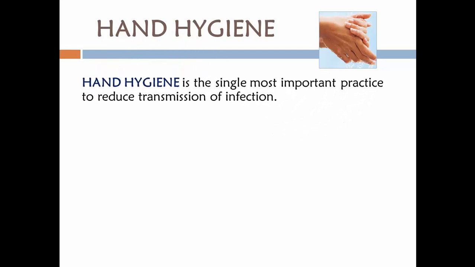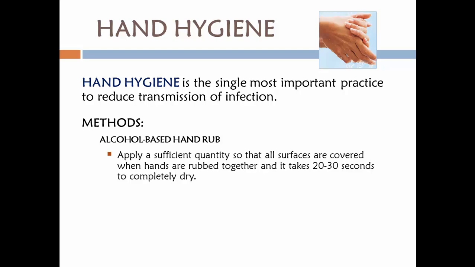Hand hygiene is the single most important practice to reduce transmission of infection. Whether using alcohol-based hand rub or soap and water, proper hand hygiene covers all surfaces of the hands and fingers up onto the wrists. Alcohol-based hand rub is generally preferred to soap and water. To use alcohol-based hand rub effectively, apply a sufficient quantity to cover all surfaces when hands are rubbed together, so it takes 20 to 30 seconds to completely dry. Occasional soap and water wash should be used to remove emollient buildup.